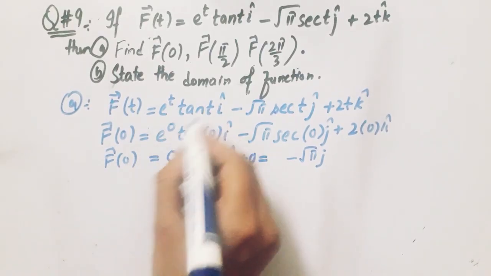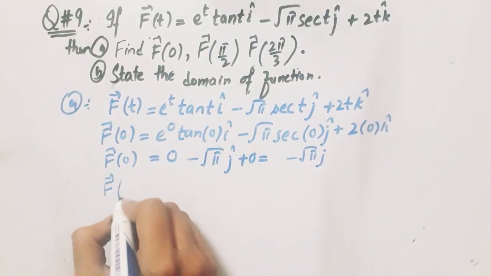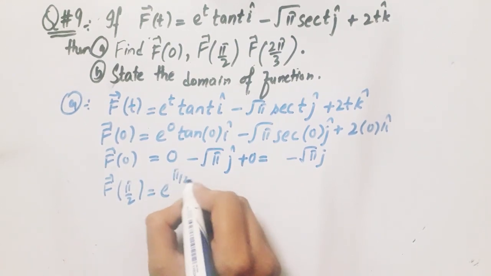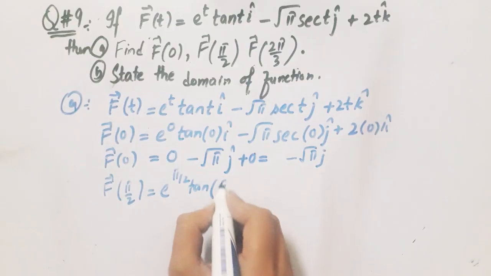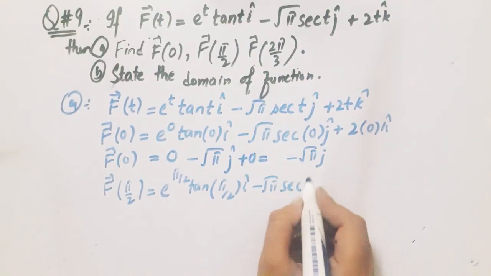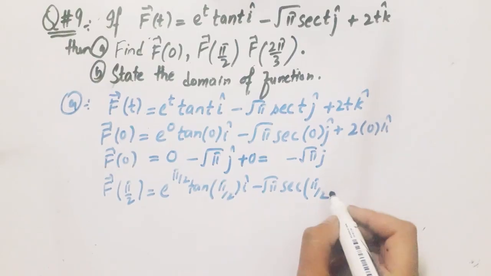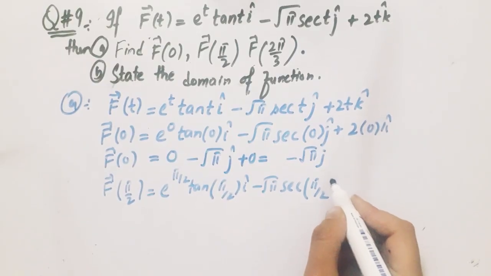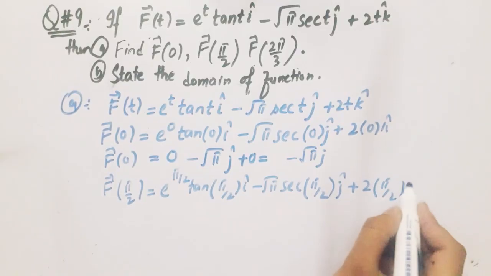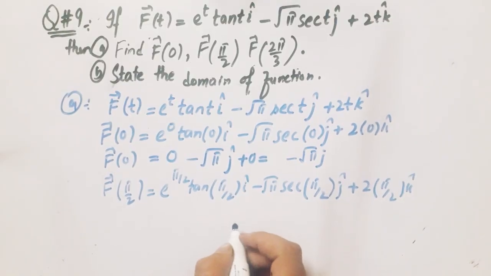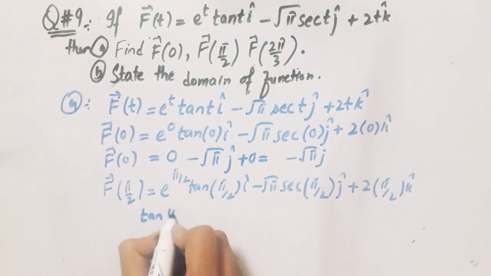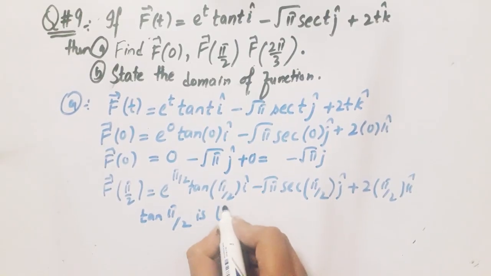Now we will find f of pi by 2. It means e raised to power pi by 2 tan pi by 2 i minus square root pi secant pi by 2 j plus 2 pi by 2 k. In this case, you see that tan pi by 2 is undefined.